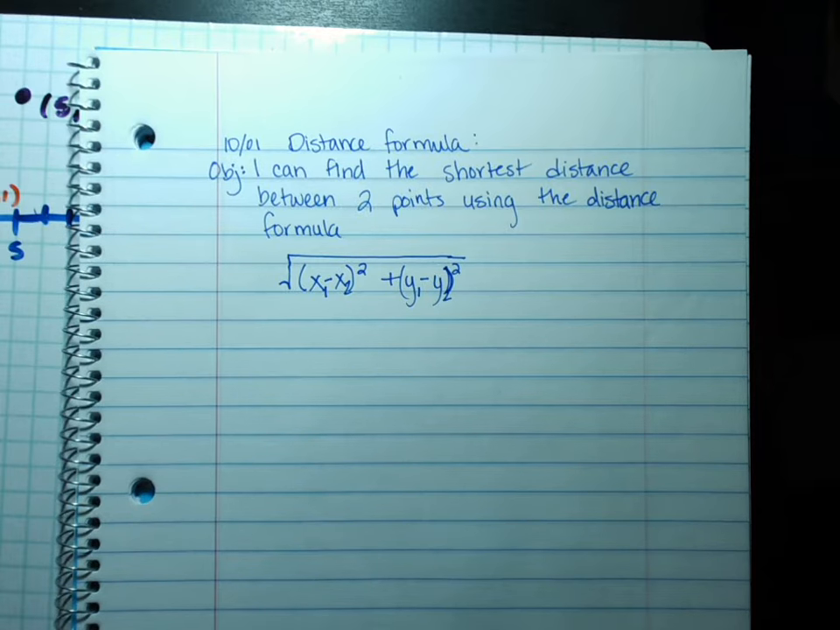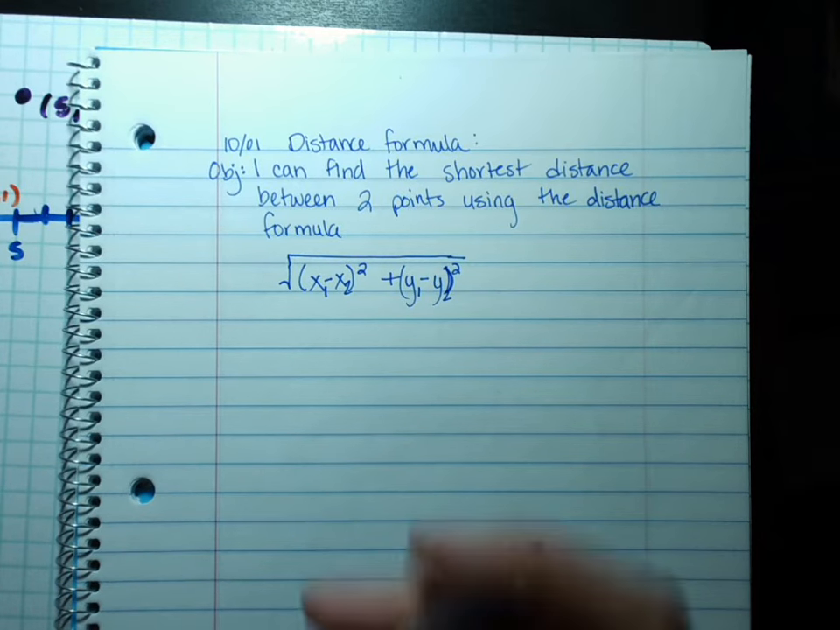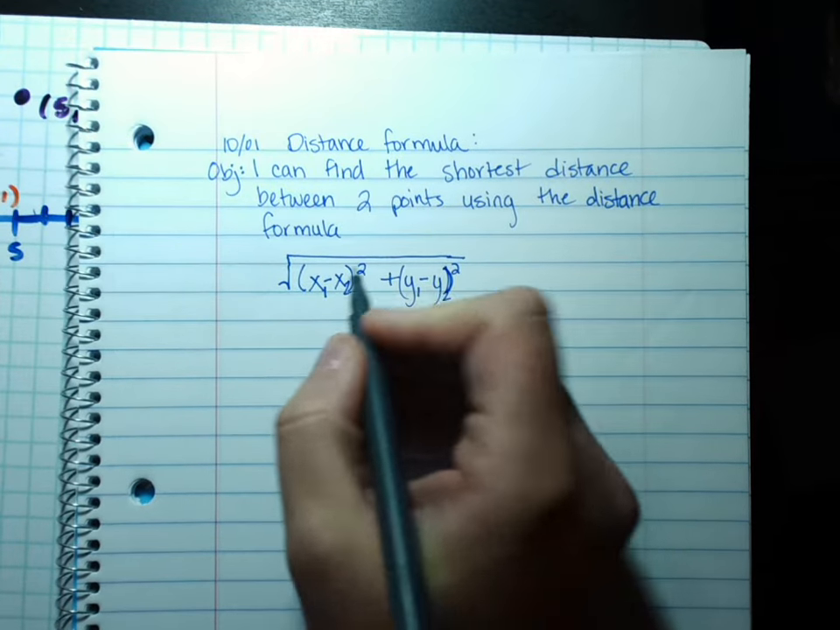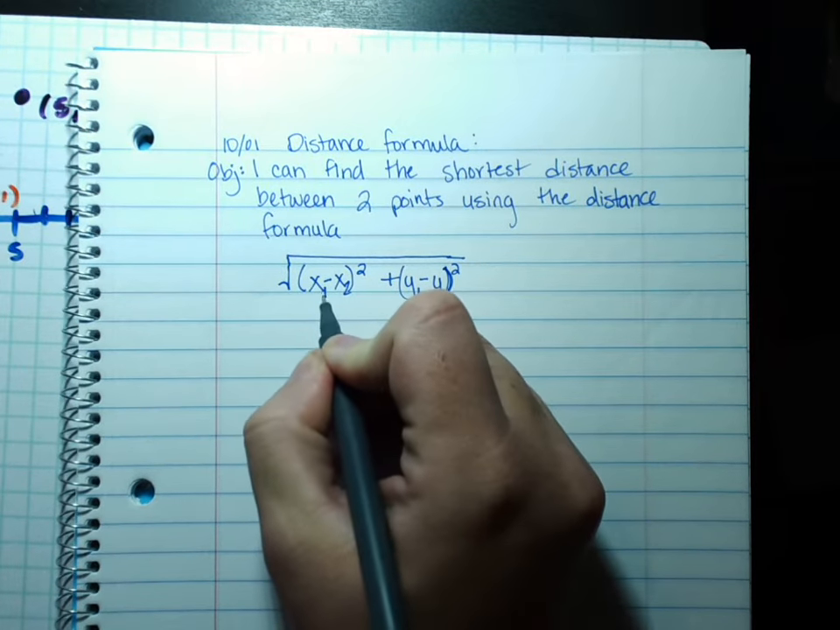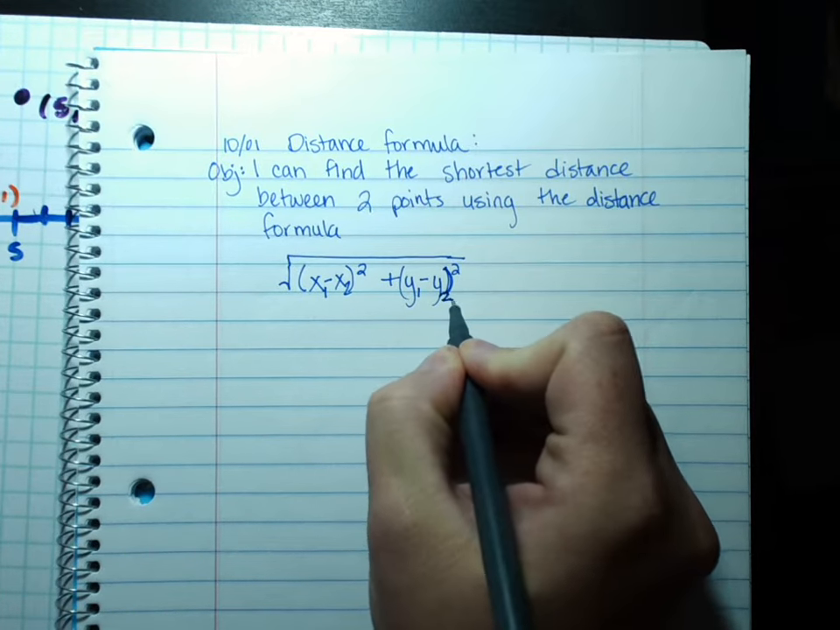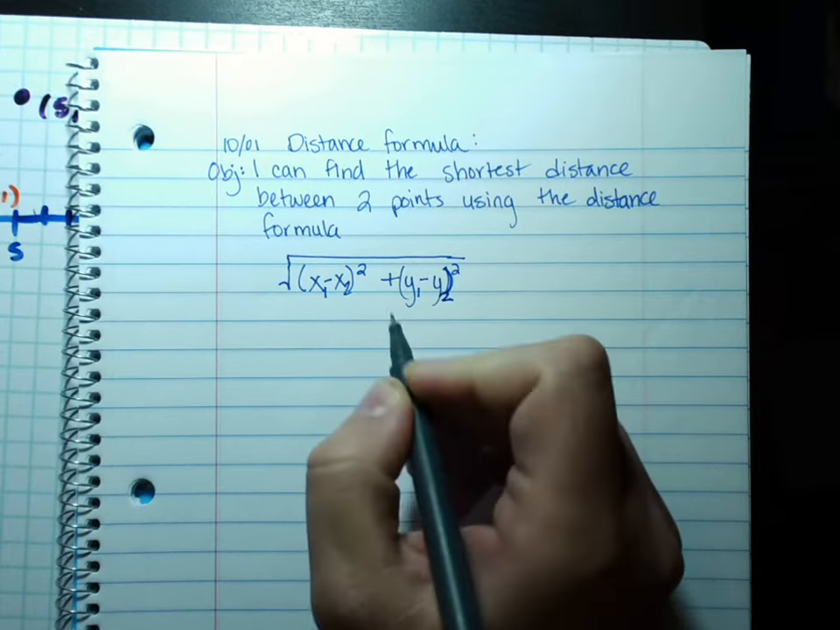So the distance formula is one big square root. And inside the square root, or the radical, we have (x1 minus x2) squared plus (y1 minus y2) squared. This looks really scary, but it really isn't.